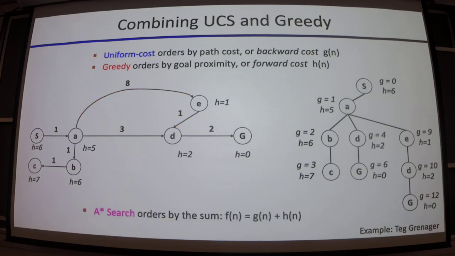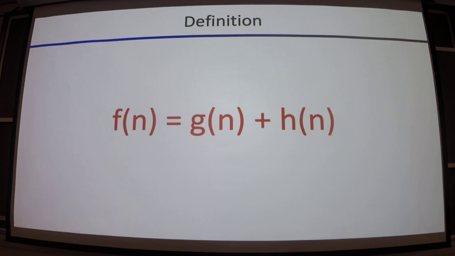Okay, so A star search is going to order these by the sum of the backward cost and the forward cost. That's g of n for the backward cost, h of n for our heuristic, and f of n, or the f cost, is the key value that A star uses in the priority queue, and that's how we're going to order. All right, this is important. The forward cost is our heuristic, the backward cost is the cost it took to get to n specifically, and the sum of those is f of n.